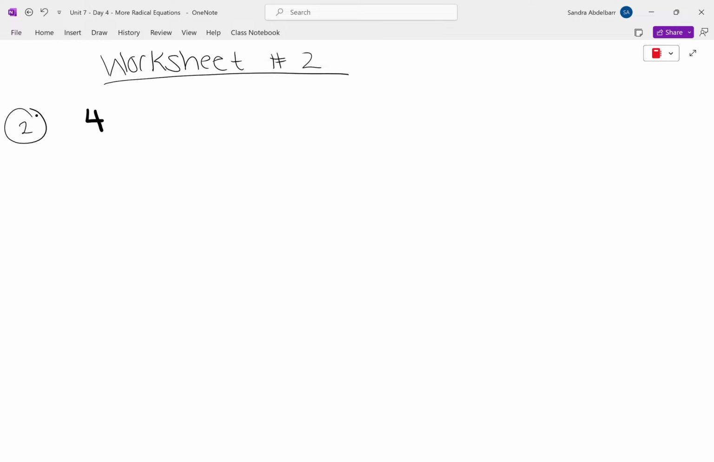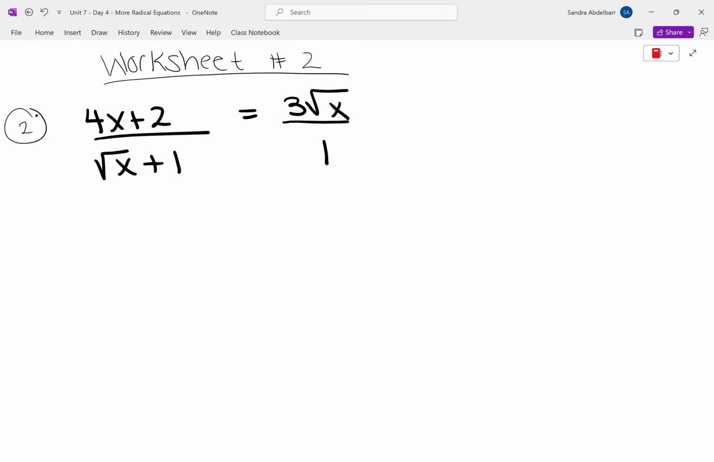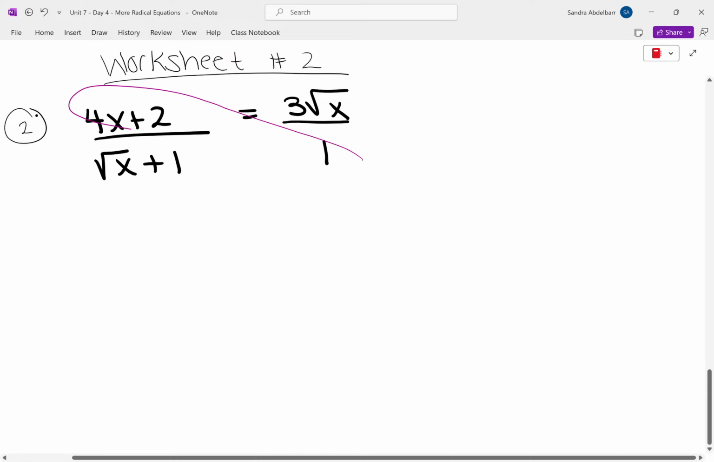I'm going to have 4x plus 2 over root x plus 1 equals 3 root x. I know I have a radical in the denominator, but I'm not that concerned because when we have one ratio equaling another, what are we allowed to do? Cross multiply, and that's what we want to do. We want to cross multiply here.